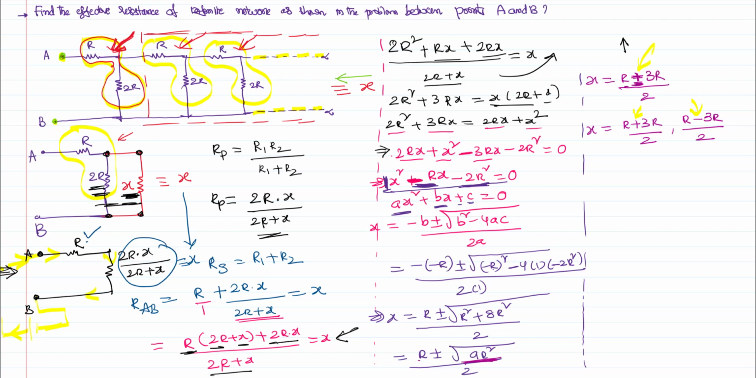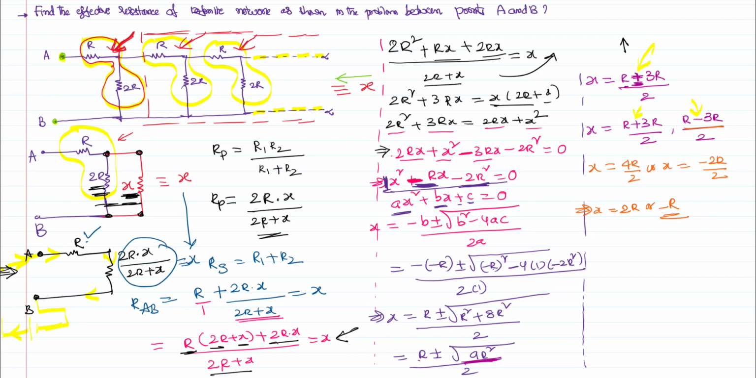If you look a little carefully, the values will be r plus 3r, 4r by 2, or r minus 3r, minus 2r by 2. That implies the possible value of x is either 2R or minus R.